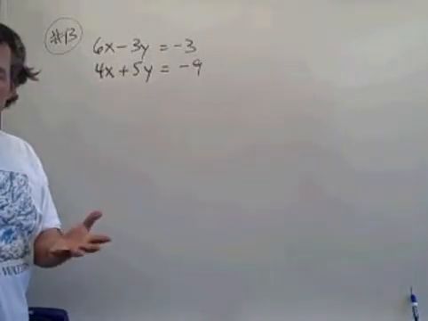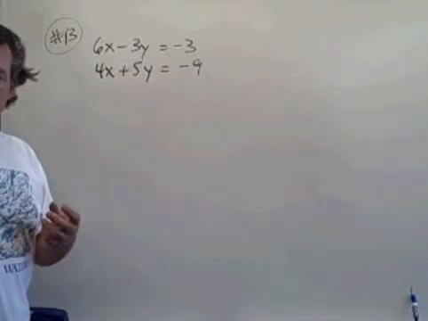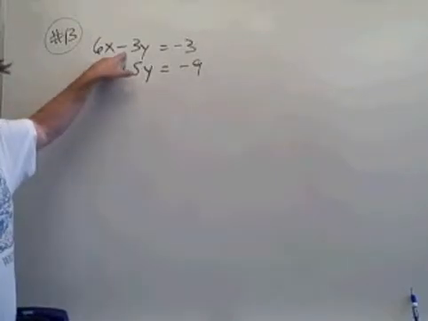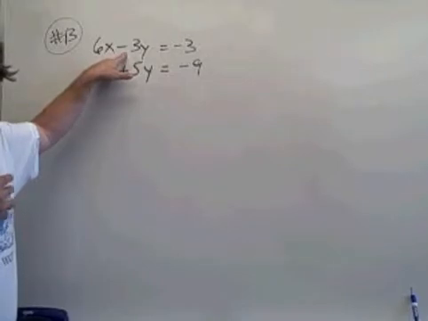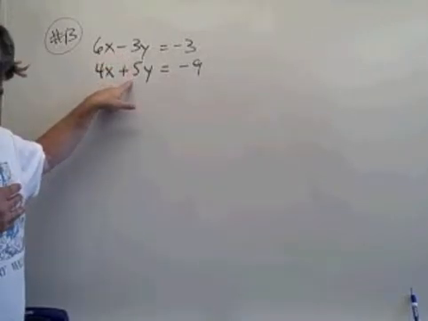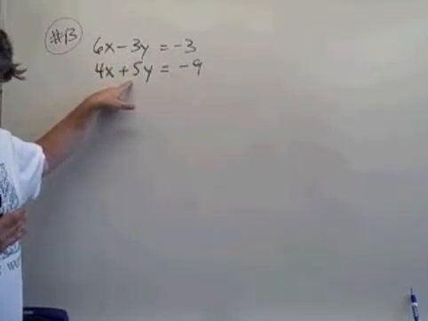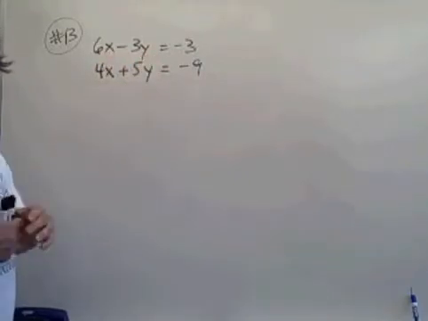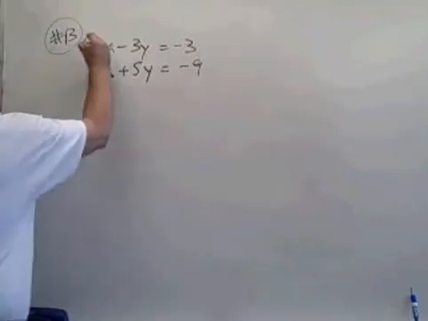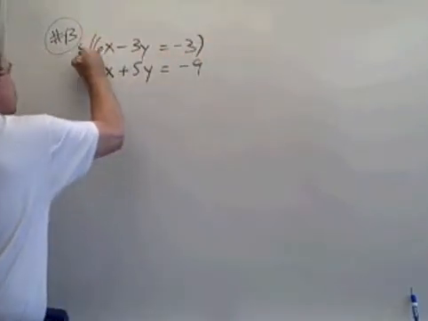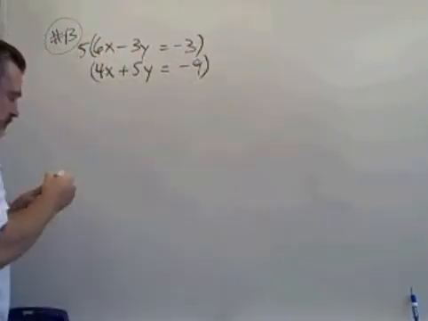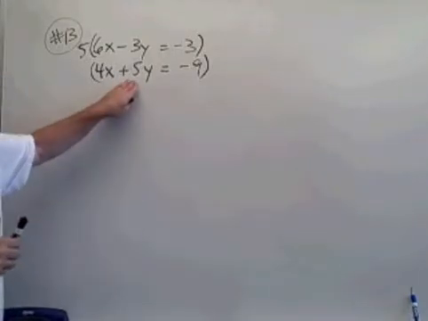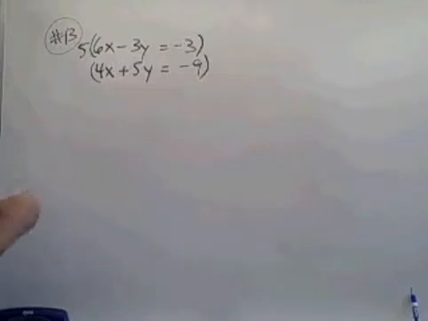What's the least common multiple for 3 and 5? Well, that's 15, isn't it? So what I would like to do is make the coefficient of the y here negative 15, and the coefficient of the y here positive 15. Couldn't I make this negative 15 by multiplying that entire equation by 5? And if I multiplied this equation by 3, wouldn't that make the y coefficient here plus 15?